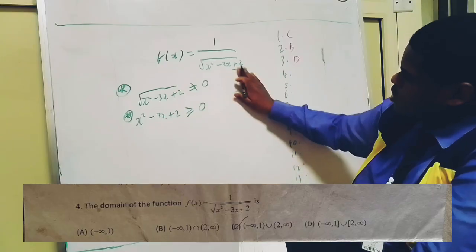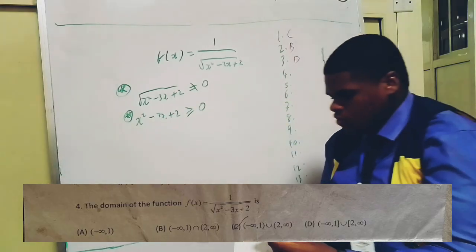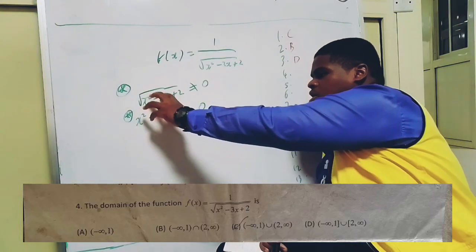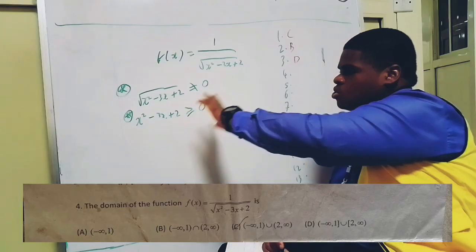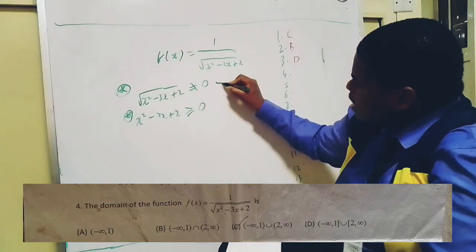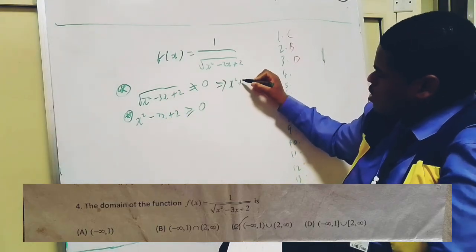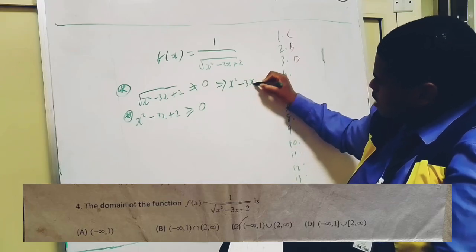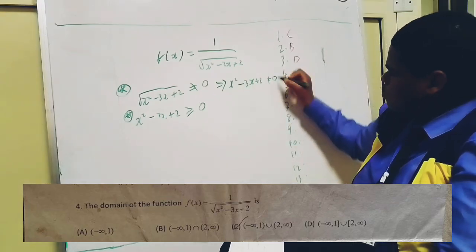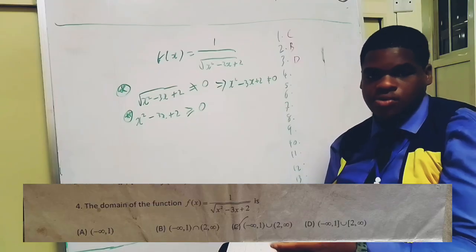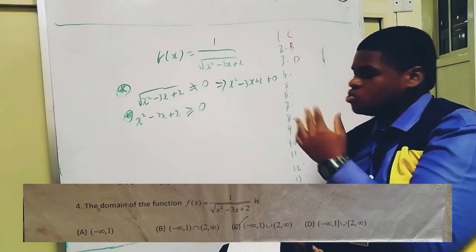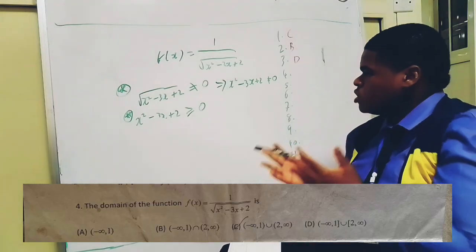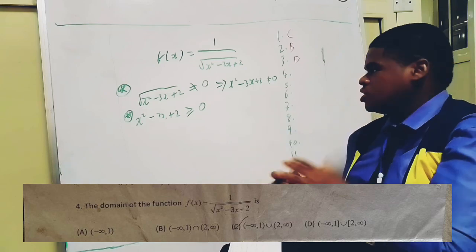So now let's try to join it together. First of all, the square root of x squared minus 3x plus 2 should not equal 0. This implies that x squared minus 3x plus 2 should not equal 0, because the square root of 0 is 0. And x squared minus 3x plus 2 itself should also not equal 0.